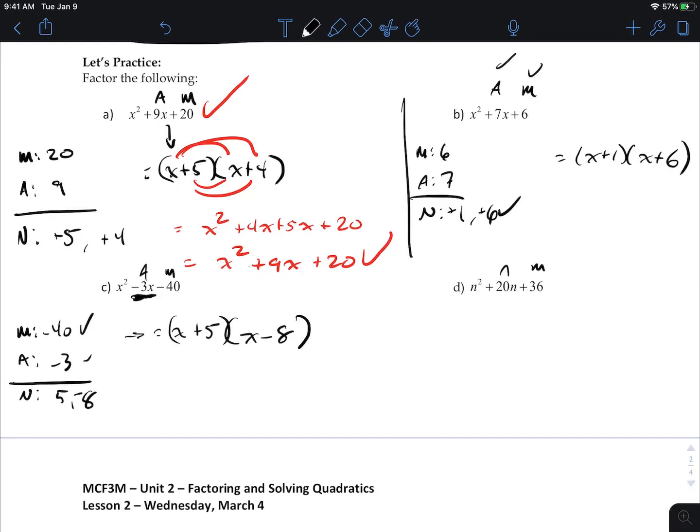So we'll do the last one here. I need two numbers to multiply to 36.